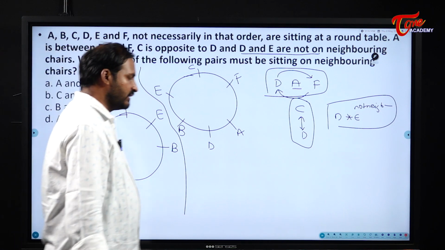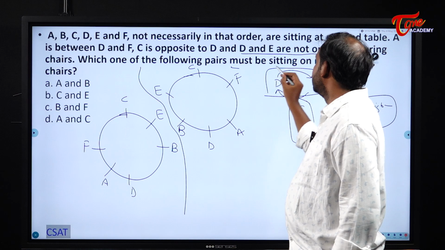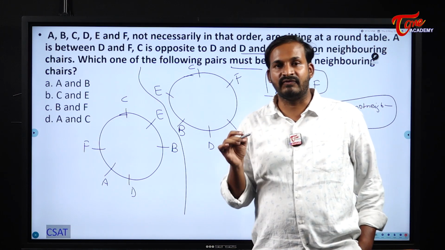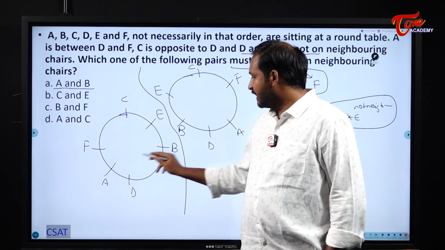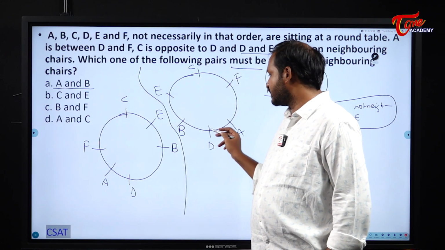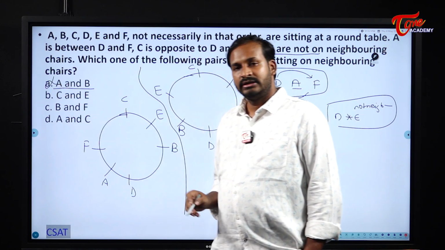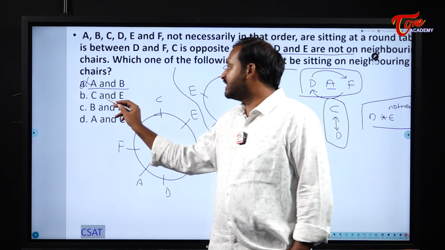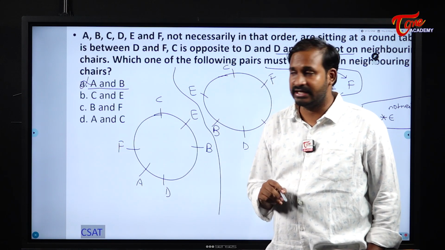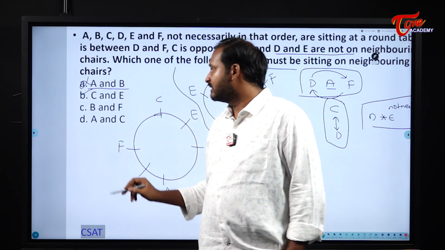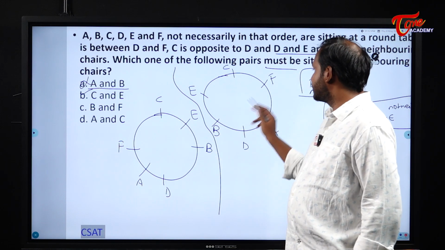Now if you observe carefully, what is our question? Which one of the following pairs must be sitting on neighboring chairs? That means definitely they should sit as neighbors. A and B. Are A and B neighbors either in this case or in this case? No. In this case they are not neighbors and in this case also they are not neighbors. That is not a must case. C and E are neighbors. Yes, here C and E are neighbors and here also C and E are neighbors. Yes, this one is correct. Let us see B and F. B and F are not neighbors in this case or else in this case.